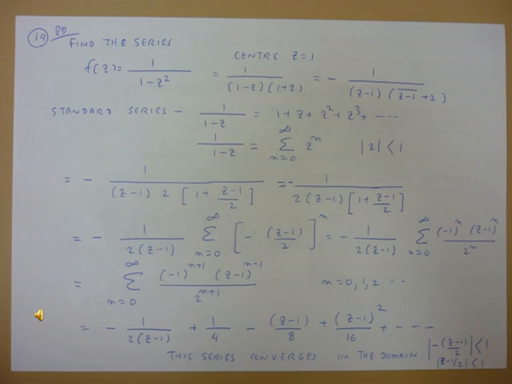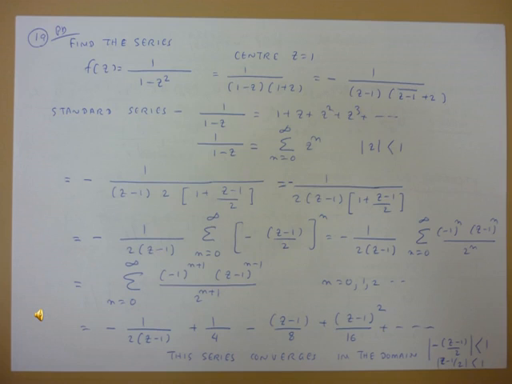So 1 divided by, so z minus 1, so 1 plus z is equal to z minus 1 plus 2. The standard series for 1 minus z is 1 plus z plus z squared plus z power 3, so the summation from 0 to infinity of z power n, where the magnitude of z is less than 1. So therefore we substitute here: minus 1 divided by z minus 1, 2 multiply 1 plus z minus 1 by 2. So that will be minus 1 divided by 2 into z minus 1, and the brackets are 1 plus z minus 1 by 2.